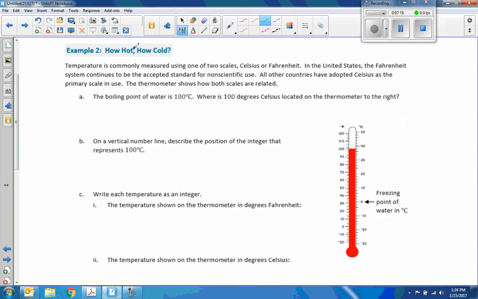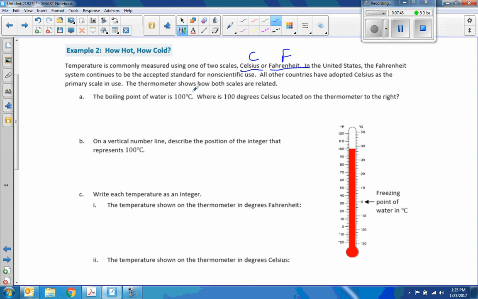Example 2, how hot, how cold? Temperature is commonly measured using one of two scales, Celsius or Fahrenheit. In the United States, the Fahrenheit system continues to be the accepted standard for non-scientific use. All other countries have adopted Celsius as the primary scale of use. The thermometer shows how both scales are related.